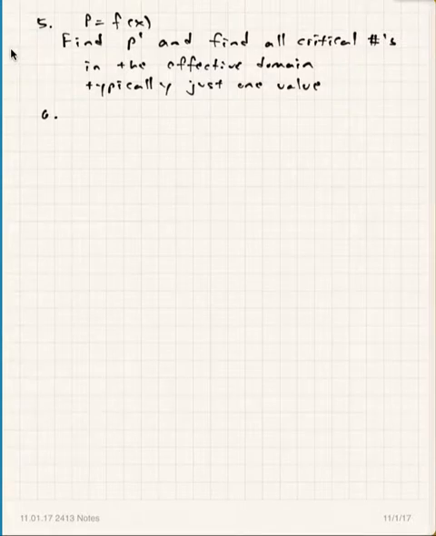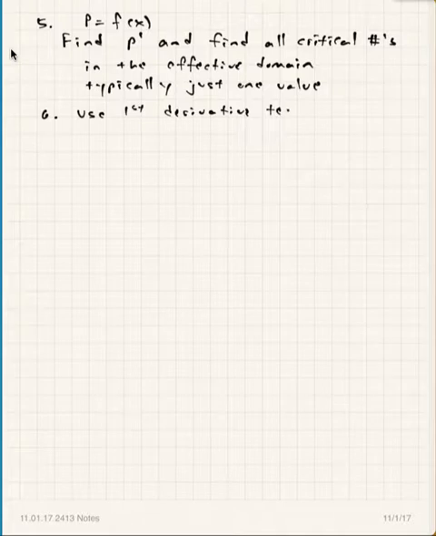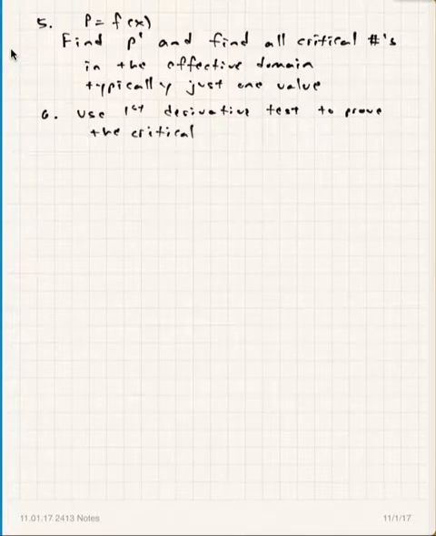Step 6. So what we want to do is see if that critical number actually yields a maximum or a minimum. In step 6, we use numerous different ways to do this. Use the first derivative test to show that the critical number yields a max or a min.